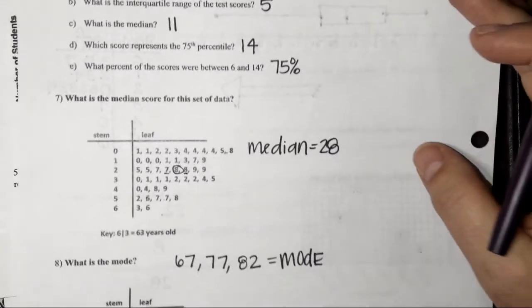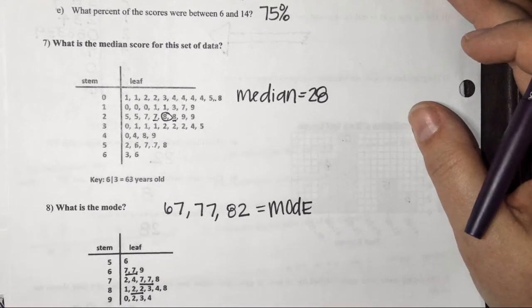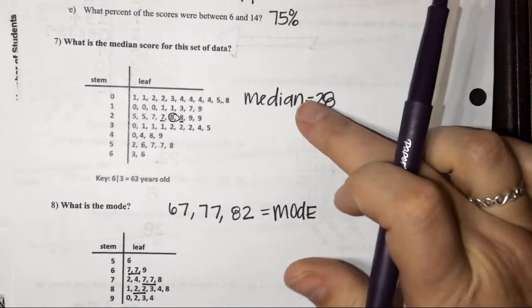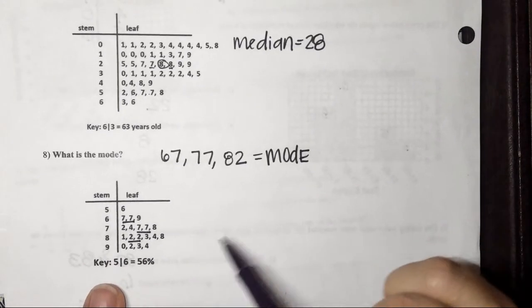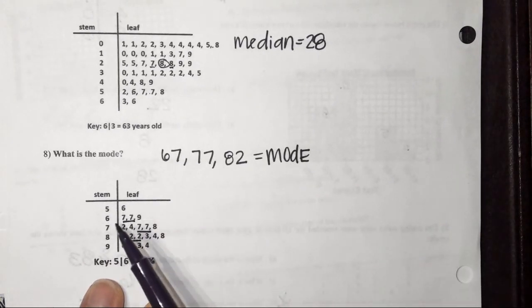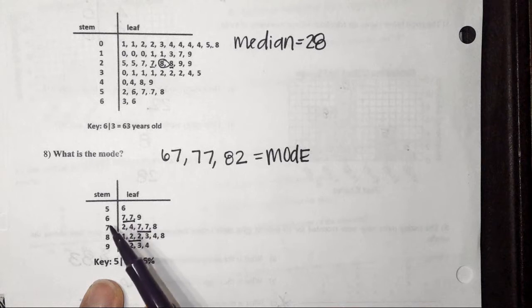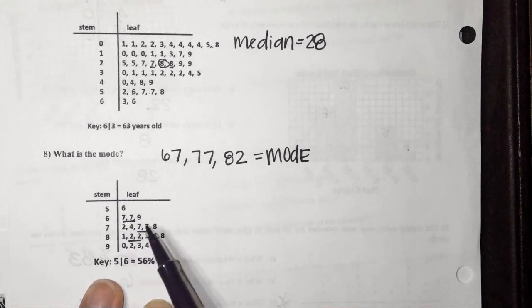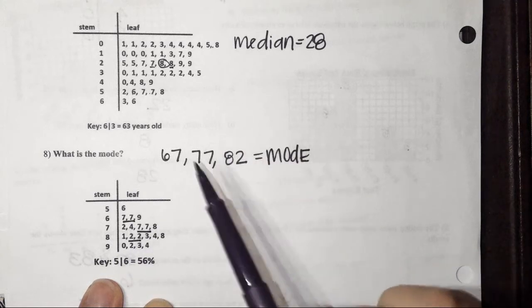The last two questions, the stem and leaf plot. Let's come back to the median in just a second. Your mode, hopefully this was easy enough to find. If you see, you have 67 listed twice, you have 77 listed twice, and you have 82 listed twice. So there were actually 3 modes.